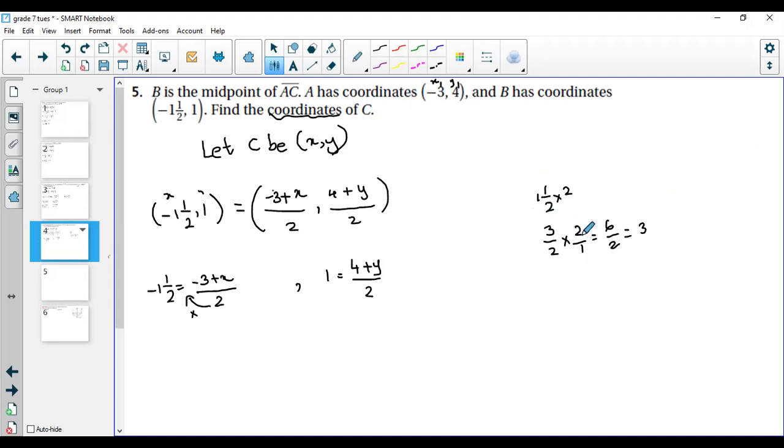You don't even need to solve. If you know that mentally, you can simply say it's 3 equals negative 3 plus x. So if anything is to multiply by 2, here is another tip. If you want to multiply anything by 2, that means just double it up. Double it up, you will get the answer. So the double of 1.5 is 3.